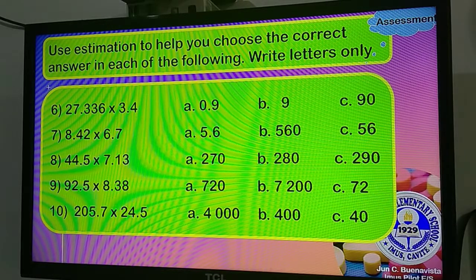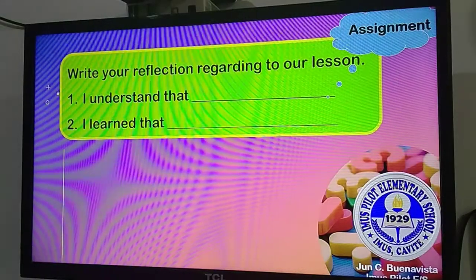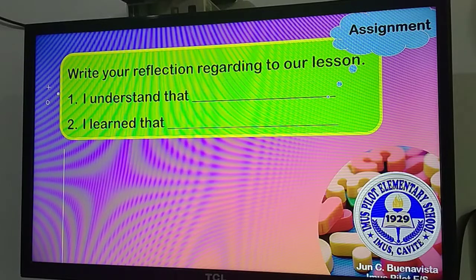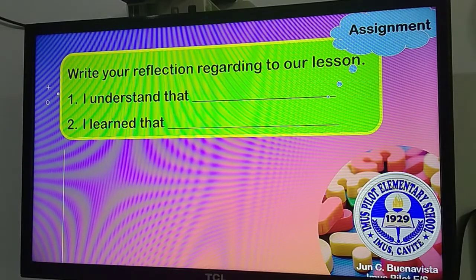Okay? If you are done, you are also to write your assignment about the reflection regarding our lesson this morning. I understand that and I learned that. So you are going to write that below of your one whole pad paper, yung sinagutan nyo kanina.